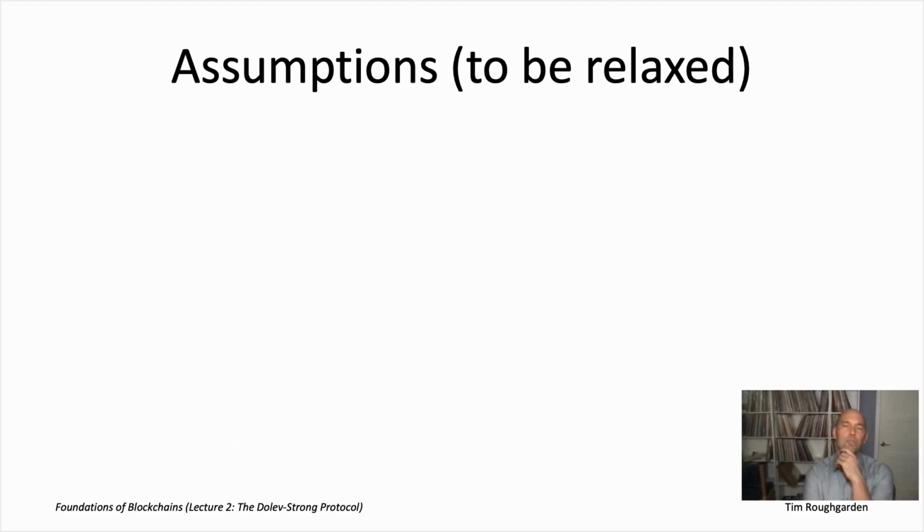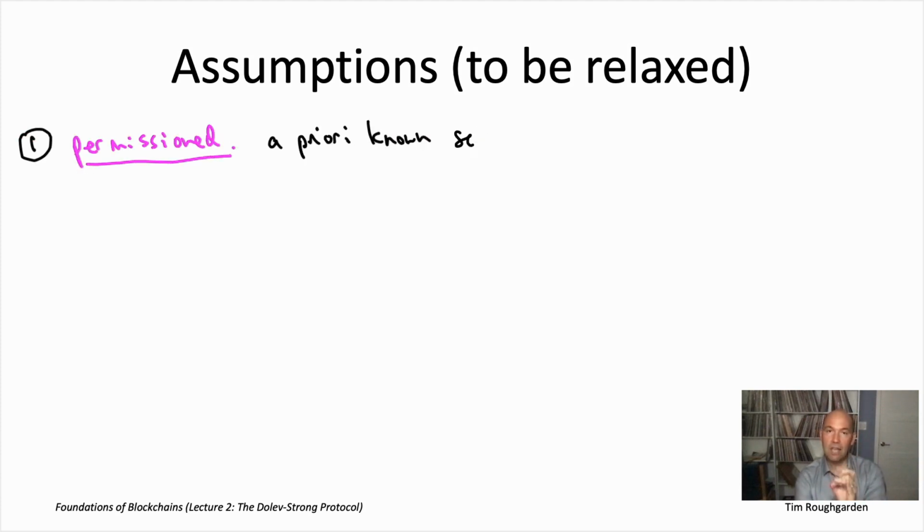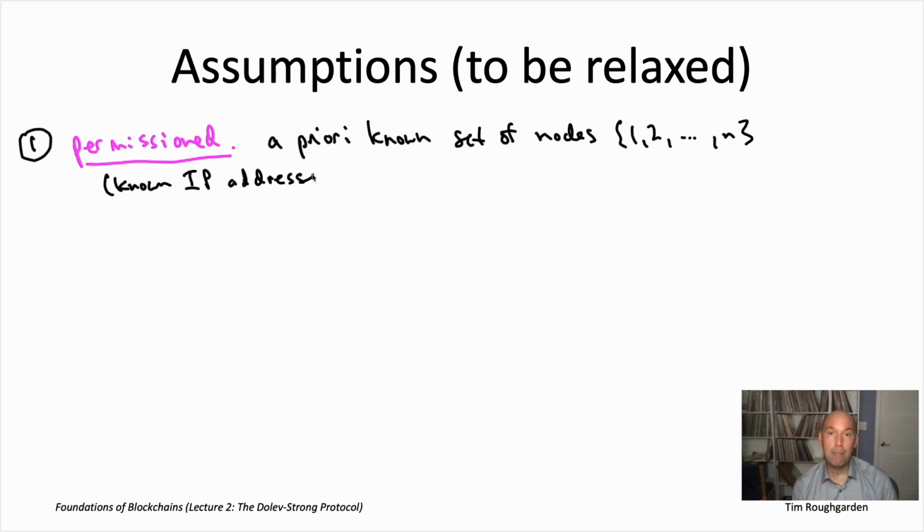So the first thing we're going to assume is that we're working in what's called a permissioned setting. What this means is that the set of nodes responsible for running the protocol is fixed and known up front at the time the protocol starts. We're going to use little n to denote the number of nodes, the number of machines that are running the protocol. The nodes have distinct names that everybody knows. So for simplicity, I'll usually just number the nodes 1 up to n. But maybe you can think of them as being identified by their IP addresses.